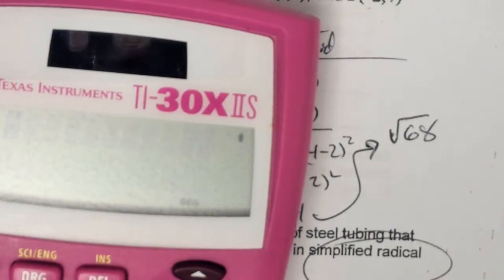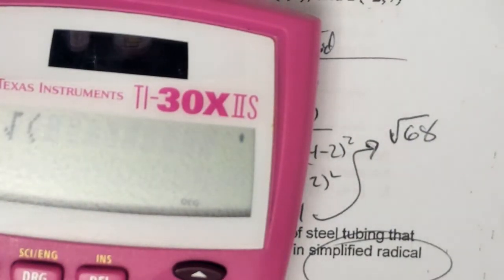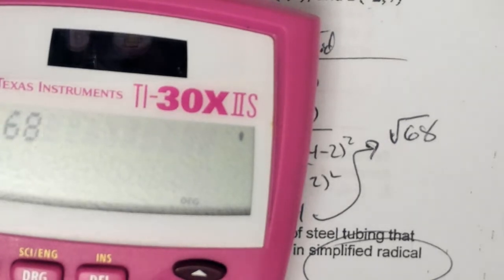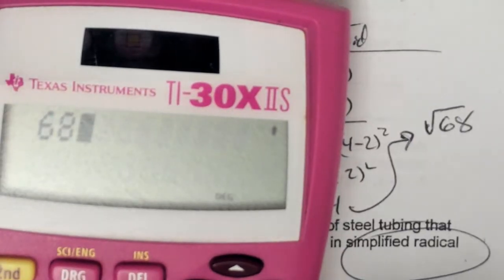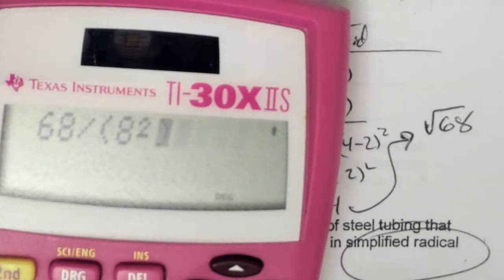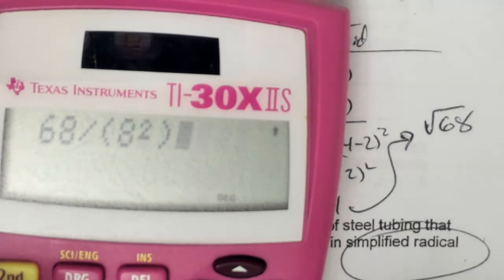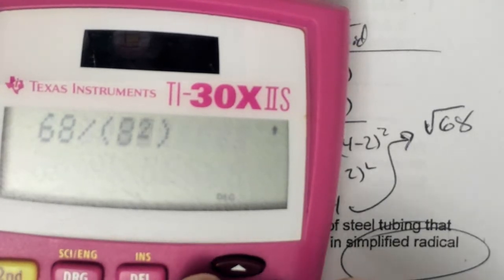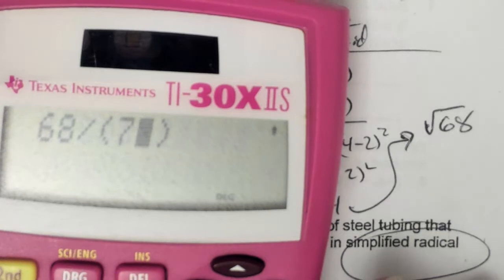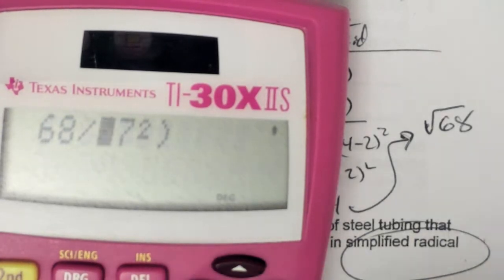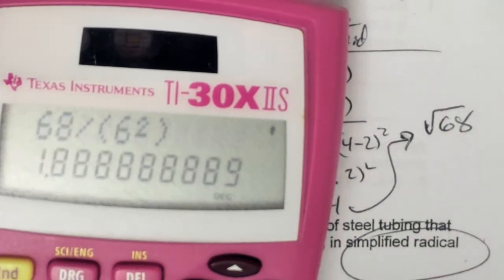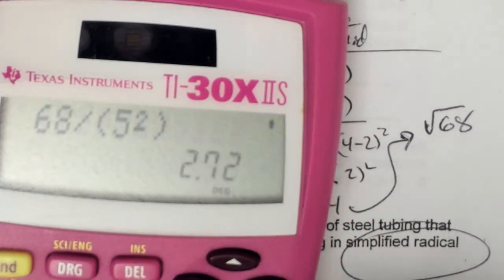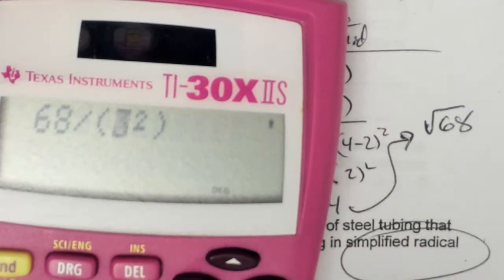Okay, well, square root of 68, right? So 68, I want to see if I can take any radicals out. Can I take out the square of 8, which is 64? Can you divide by 64? Nope. How about 7 squared? Nope. How about 6 squared, which is 36? Nope. How about 5 squared? Nope. How about 4 squared? Yeah, nope. That's a decimal. 3 squared? Nope. 2 squared?